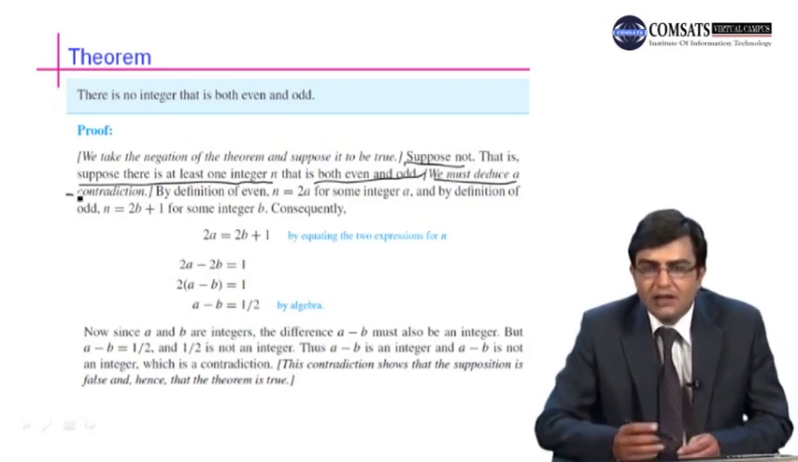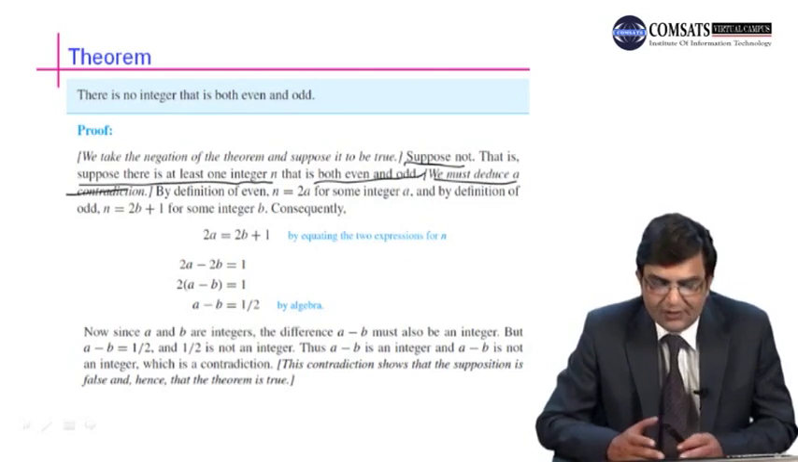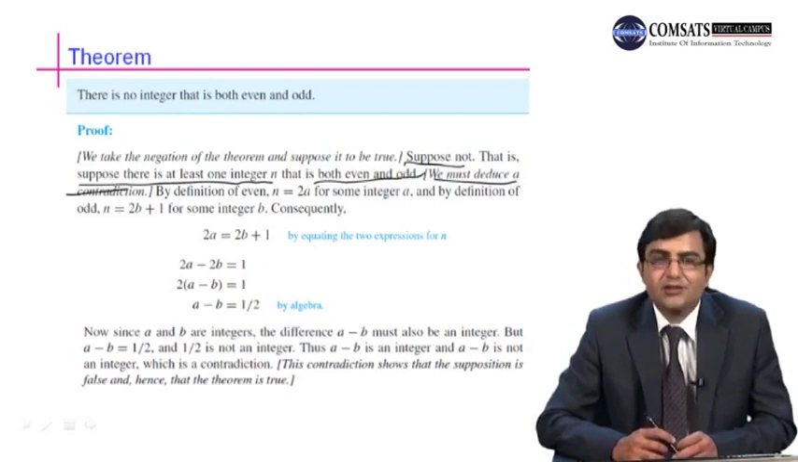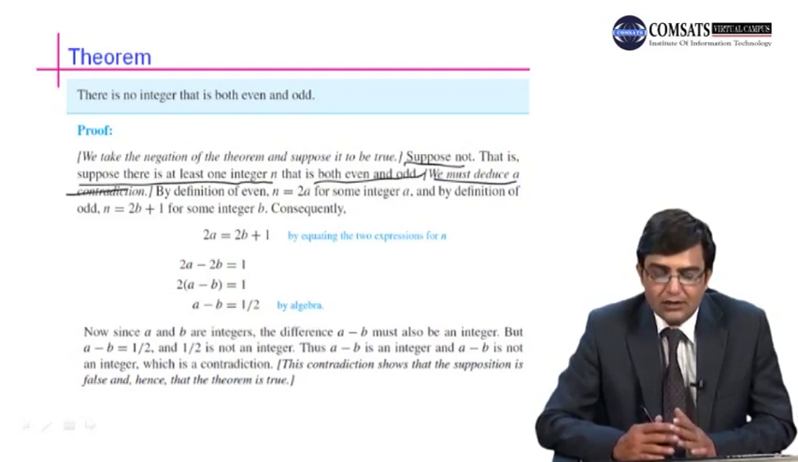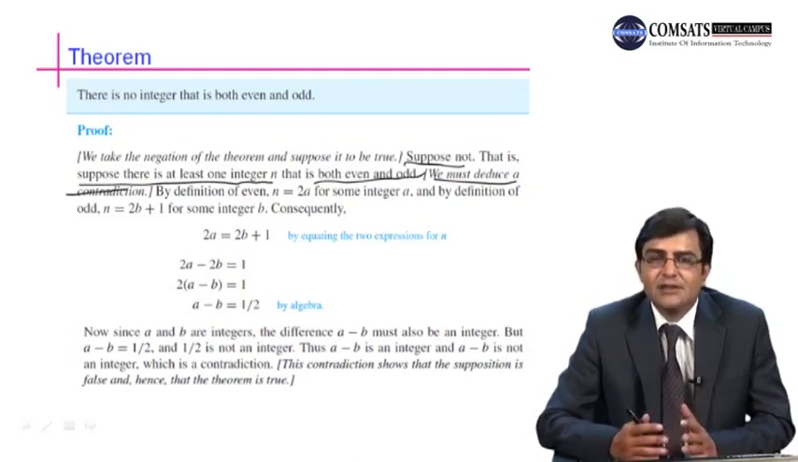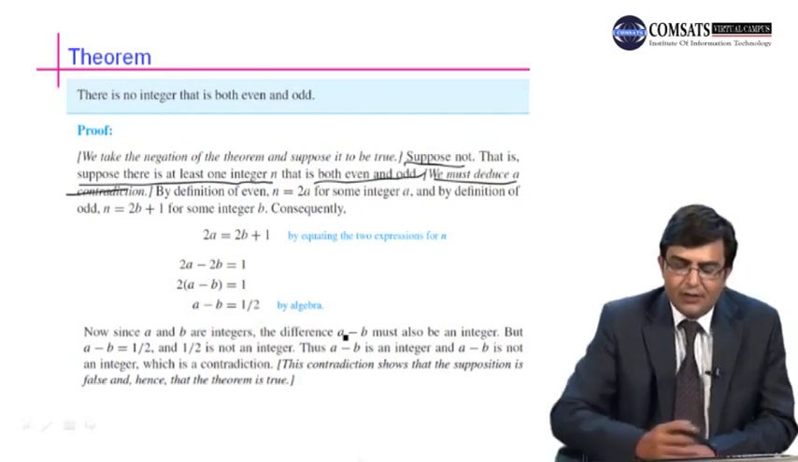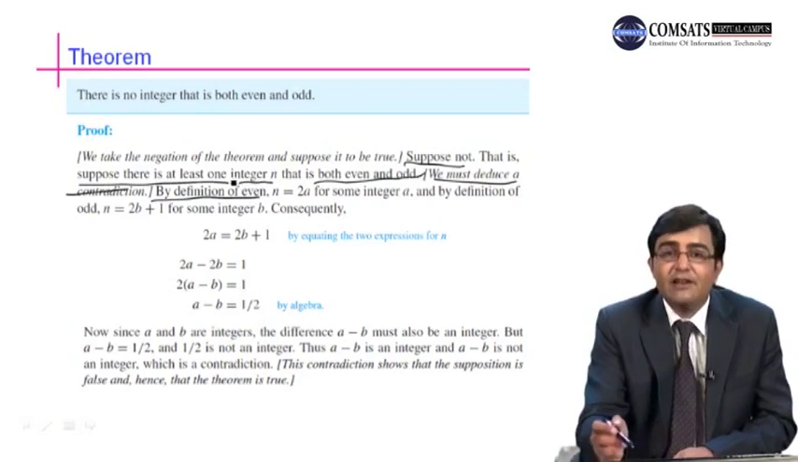Now by giving some logical expressions, by using some already existing mathematical results, we shall prove that what we have supposed is not true. That is, what we have supposed leads to a contradiction. So we will conclude that the given statement is true. So this is basically the method of contradiction. So by the definition of even number, here we have supposed that there is at least one integer n that is both even and odd.